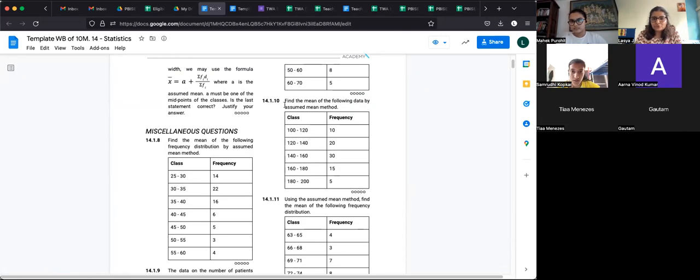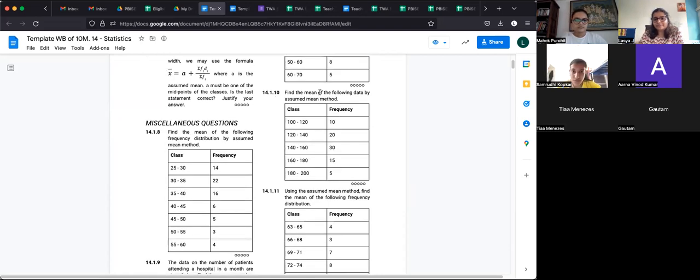Okay. Do 14.1.10. This is also pretty direct. You're given a set of data, you need to find the mean using assumed mean method. Ma'am, which one do we have to do? 10.